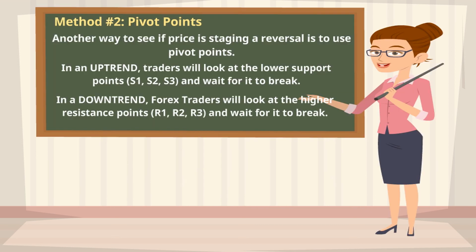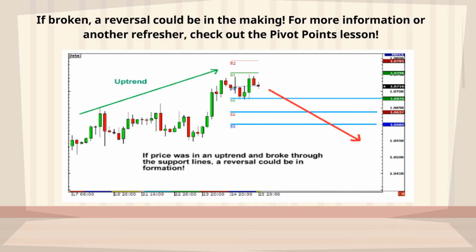Method number 2, pivot points. Another way to see if price is staging a reversal is to use pivot points. In an uptrend, traders will look at the lower support points, S1, S2, S3, and wait for it to break. In a downtrend, Forex traders will look at the higher resistance points, R1, R2, R3, and wait for it to break. If broken, a reversal could be in the making. For more information or another refresher, check out the pivot points lesson.